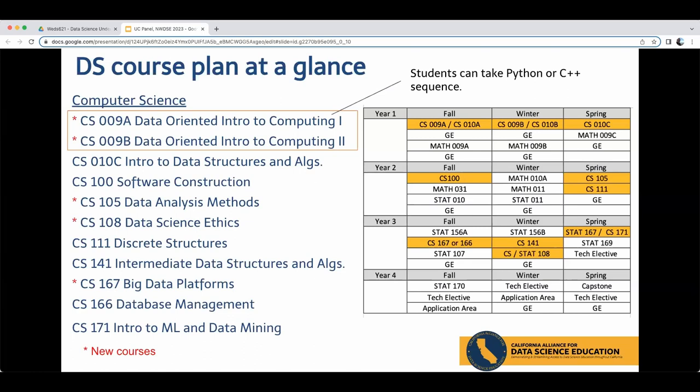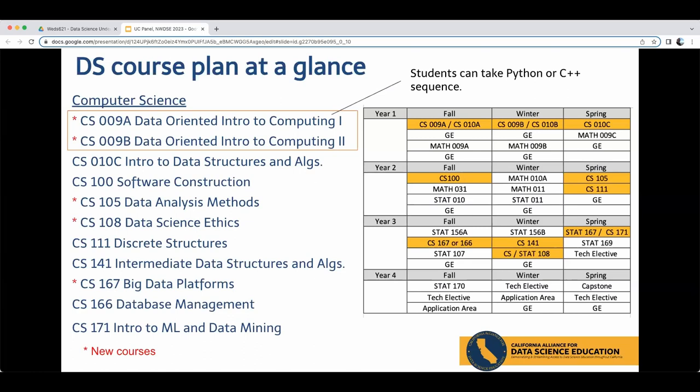We did create a couple new courses for the degree program. So you see here CS105, this is our data analysis methods course. Students learn data wrangling, data cleaning, and things like that. And it's a very applied course. They do an applied project at the end of this course. And we also have a data science ethics course that we taught for the first time this year. It services both the data science major and minor.